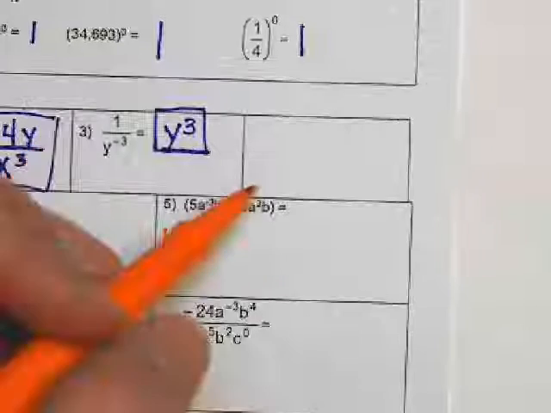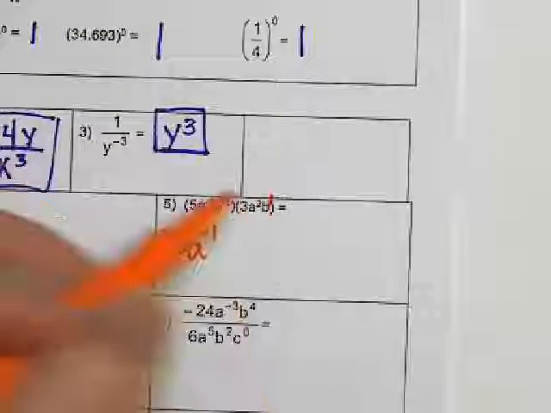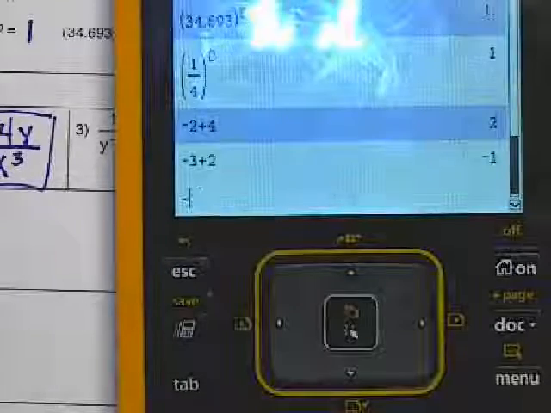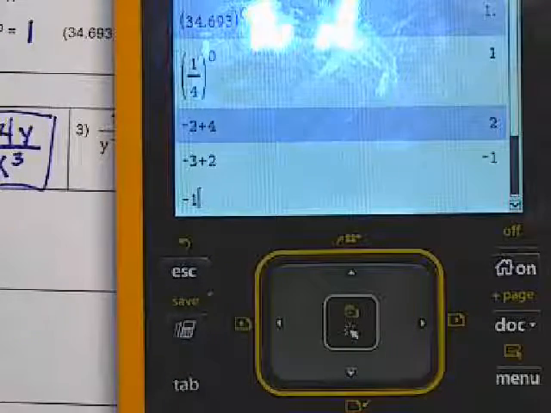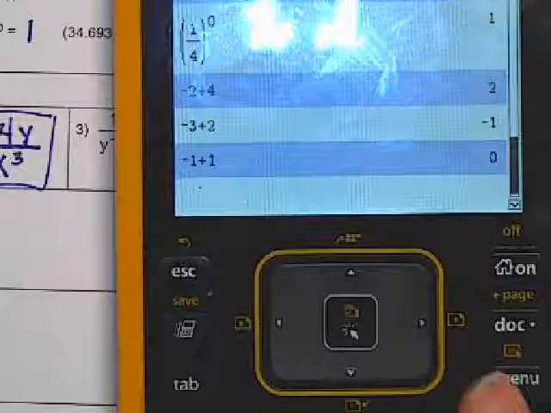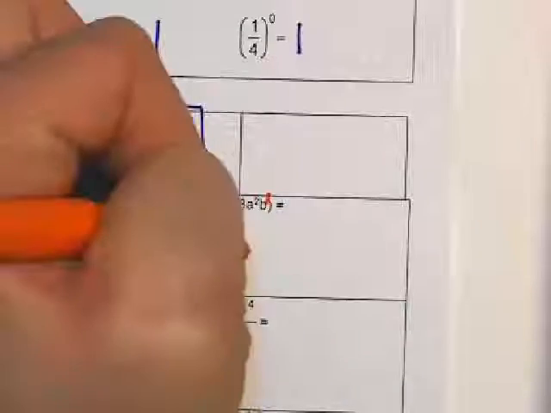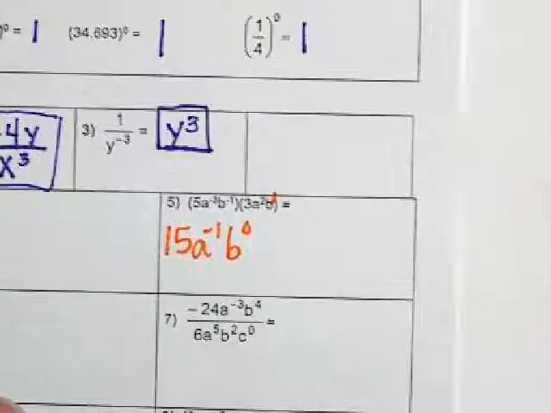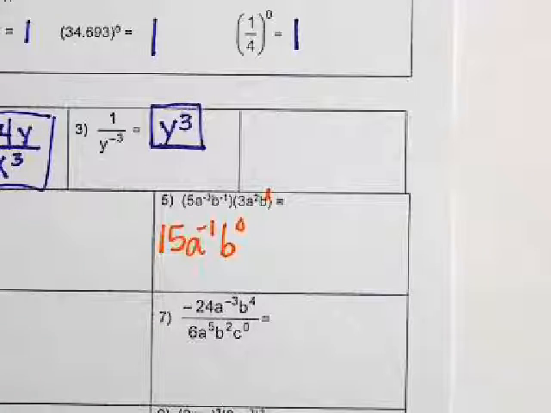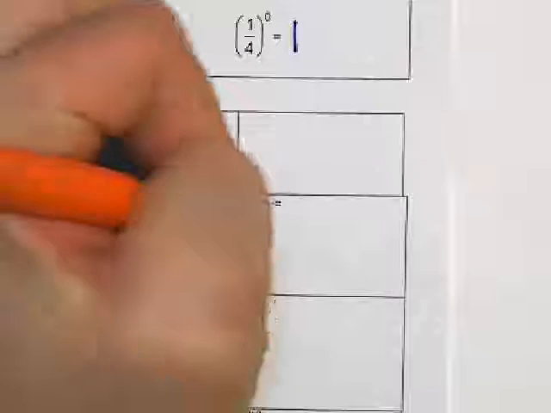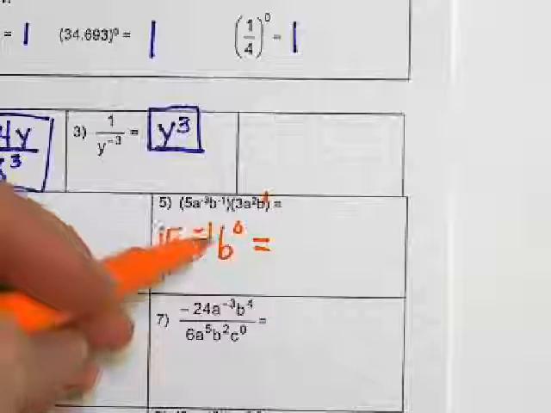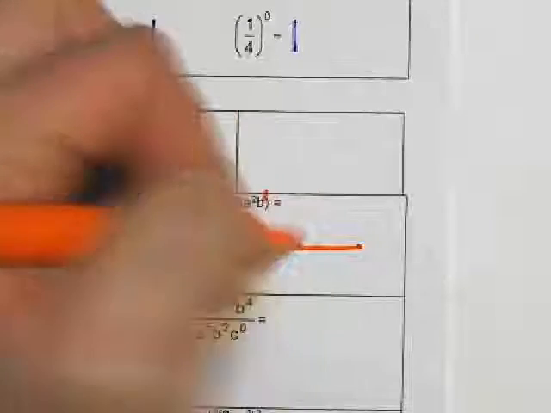Then I do the b's. A negative 1 and a positive 1. Well, if I add those, I get 0. So b to the 0th power. Can this be my answer? No. I have a negative exponent, so I know I definitely need a fraction bar.